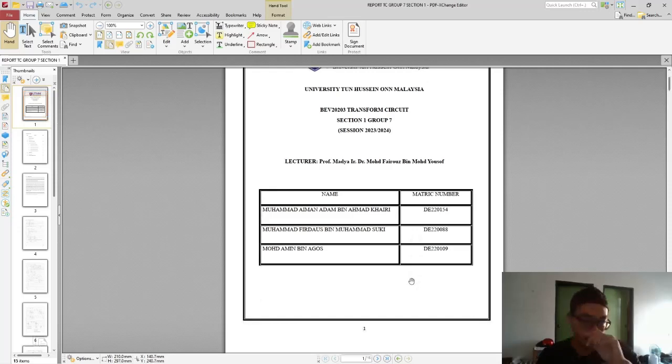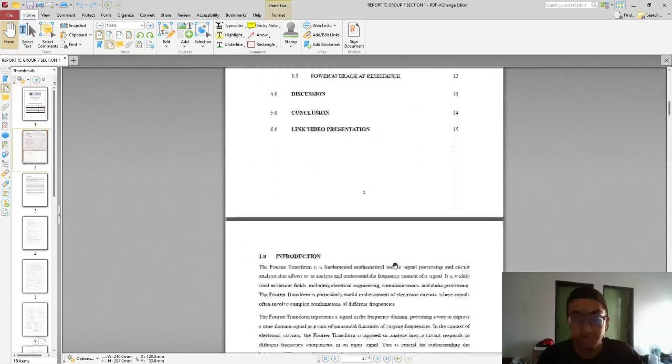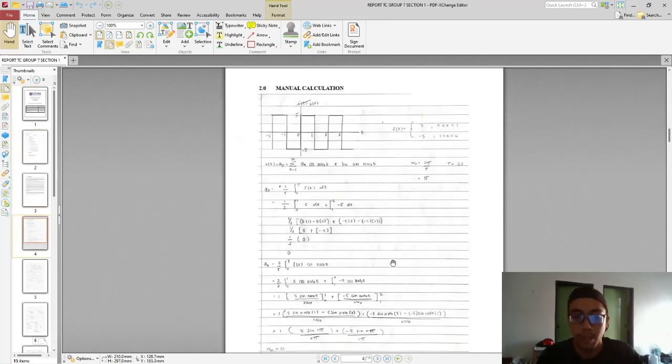First, I will explain the calculation part for the Fourier series. First of all, we state the value of the voltage supply in AC and DC elements. The general form of V(t) is V(t) equals a naught plus the summation of an cos n omega naught t plus bn sin n omega naught t.